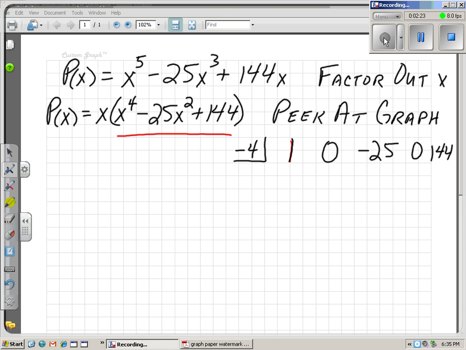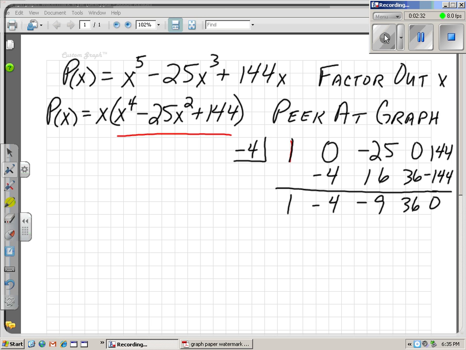I'm testing -4. I want to see if that's an x-intercept. I want to see if that's a root, if it's a 0. So let's test -4 and see how it works out. And that's what I got. I got a 0 remainder. That means -4 is a root.